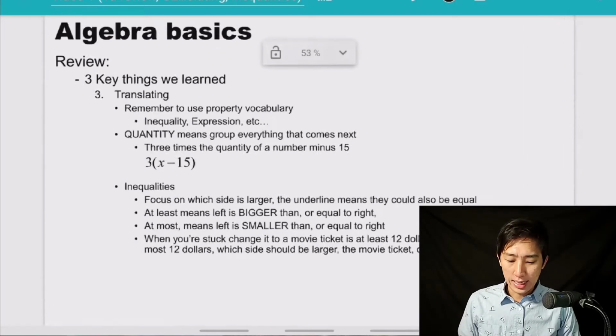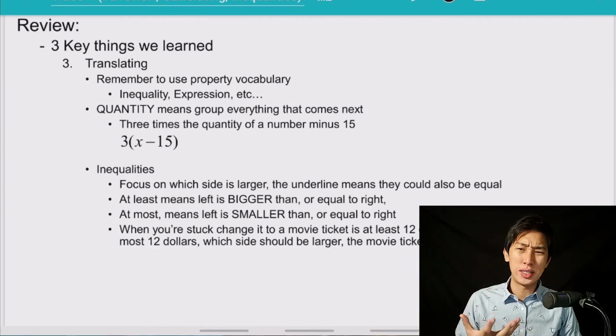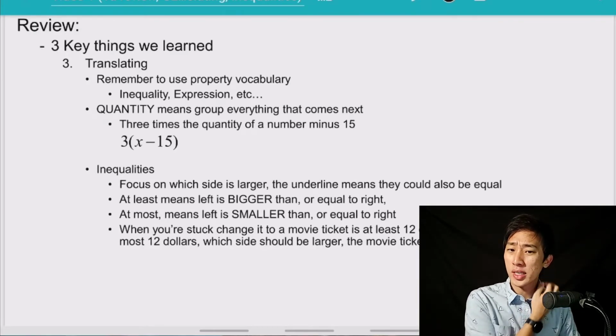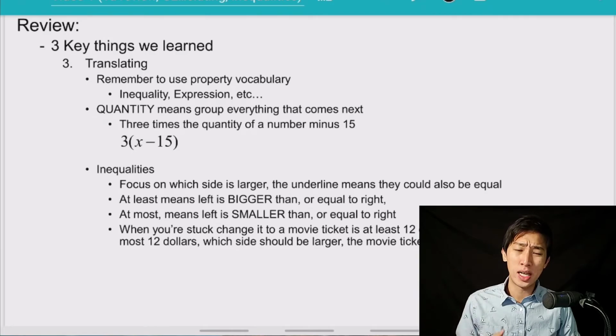Okay, the last thing that we learned was translating. We also talked about inequalities a little bit, so I'm going to be focusing on both of those things here. So when we're translating, the main thing is you have to be focused on vocabulary. So make sure that you guys know what it means to be a sum, a difference, a product, inequalities and expressions and sentences versus equations, right?